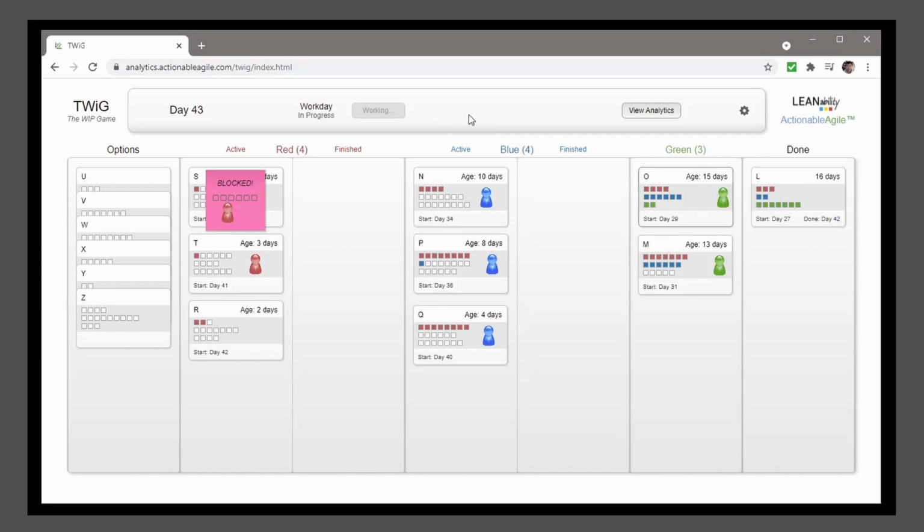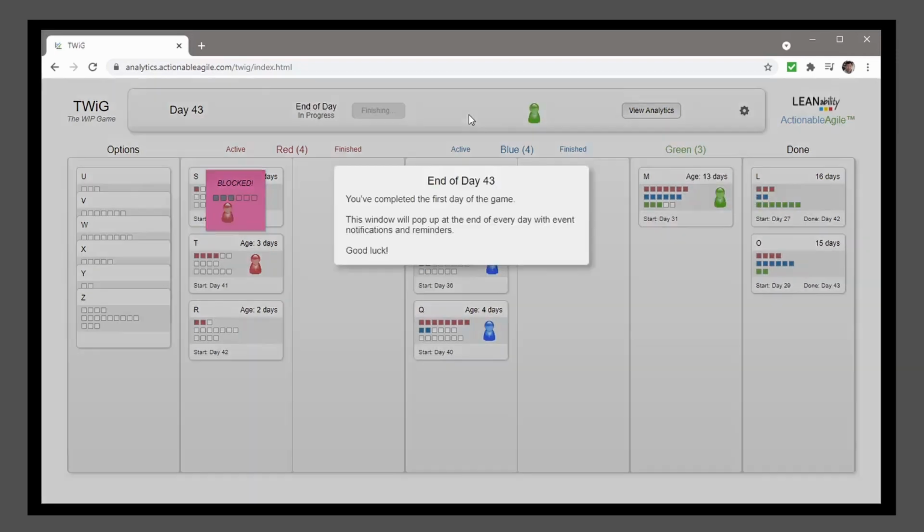It starts with day 43 and then goes all the way to, I believe, day 56. It is a great way to get a feel of what Kanban would feel like when you're actually going through the process.